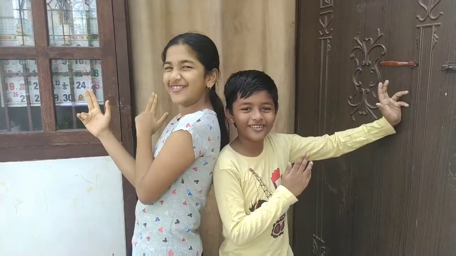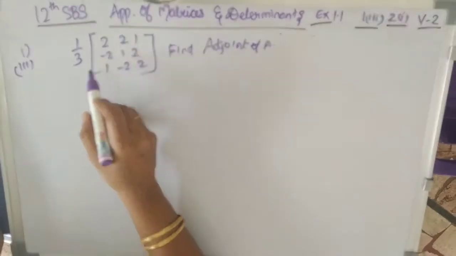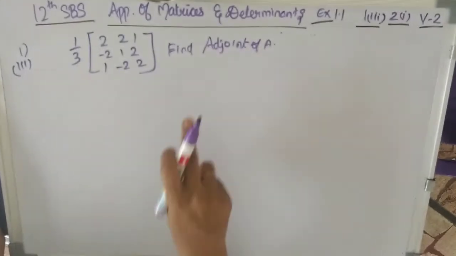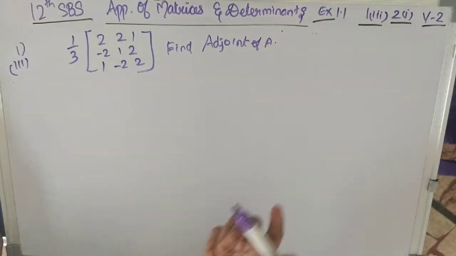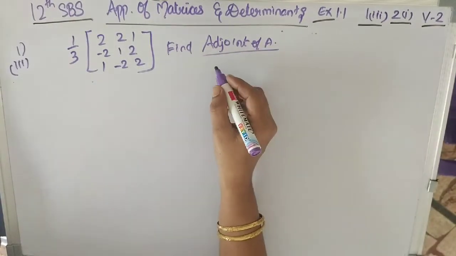Hi everyone, today we are going to see 12th standard State Board syllabus, applications of matrices and determinants, exercise 1.1, problem 1, third division. Here the question is: in the matrix A = [[2, 2, 1], [-2, 1, 2], [1, -2, 2]], we have to find the adjoint of (1/3)A.